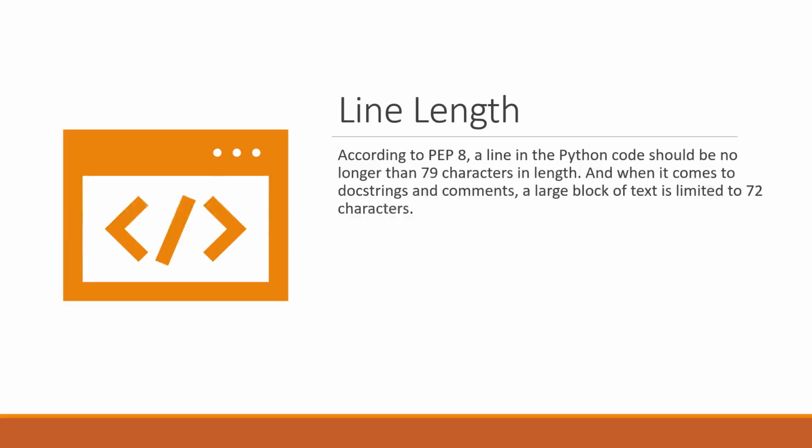After import statements, we need to take care of line length. According to PEP 8, a line in Python code should not be more than 79 characters in length. And when it comes to docstrings or comments, a large block of text is limited to only 72 characters. However, we can use backslashes for multiline statements. This is a very simple coding standard where we should keep our line length not more than 79 characters.